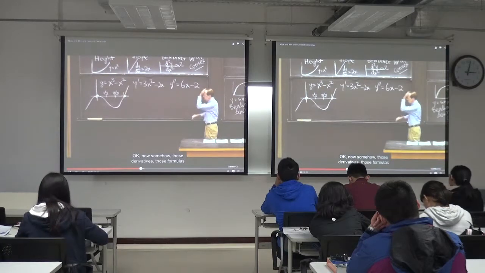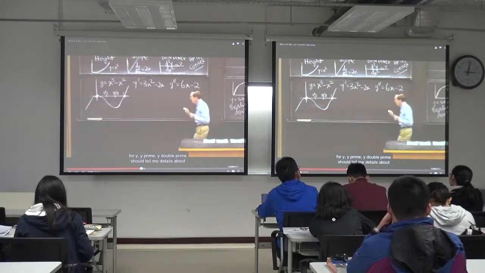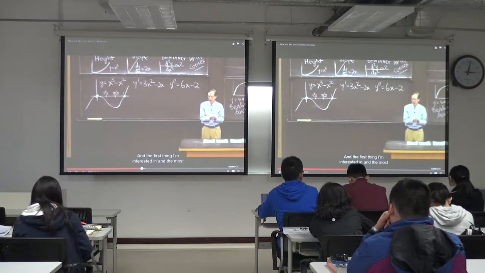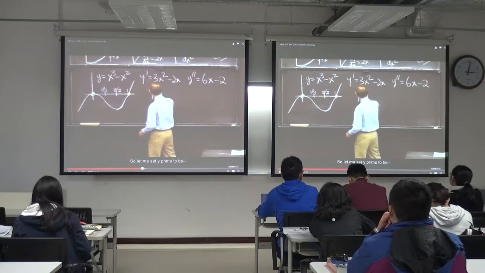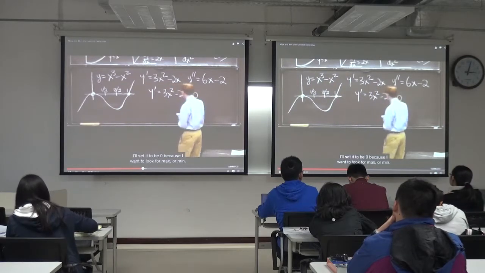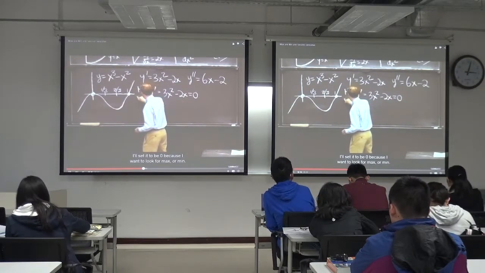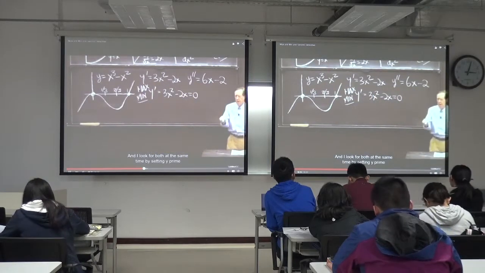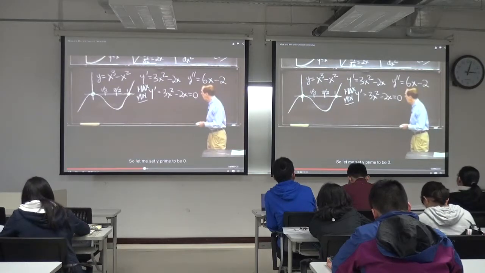Okay. Now somehow those derivatives, those formulas for y prime, y double prime, should tell me details about this graph. And the first thing I'm interested in, and the most important thing, is max and min. So let me set y prime, which is 3x squared minus 2x, to be 0, because I want to look for max or min. And I look for both at the same time by setting y prime equals 0, and then I find out which I've got by looking at y double prime.